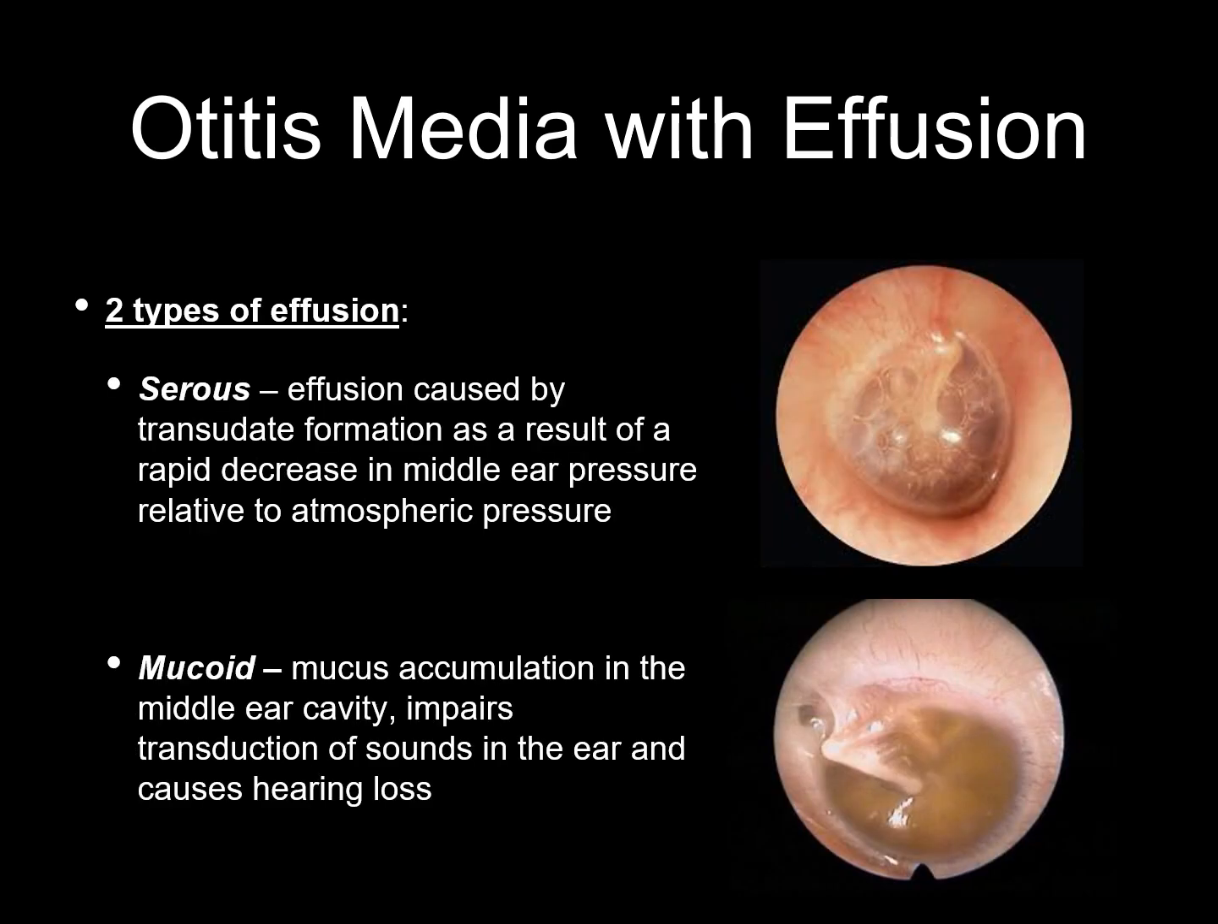Otitis media with effusion has two types. We have the serous, which is an effusion caused by transudate formation as a result of rapid decrease in middle ear pressure relative to atmospheric pressure. Mucoid, which is a mucoid accumulation in the middle ear cavity, which impairs transduction of sounds in the ear and causes hearing loss.